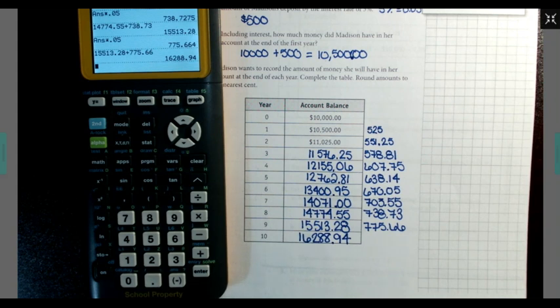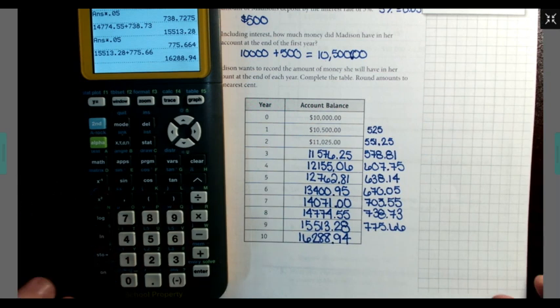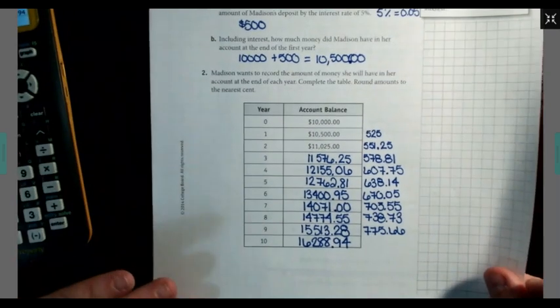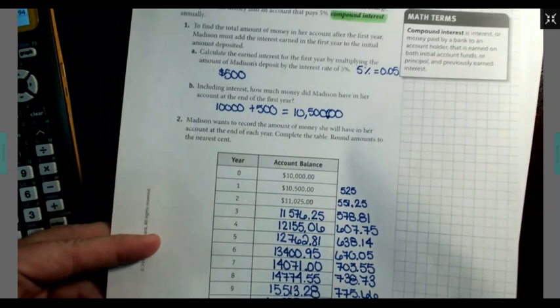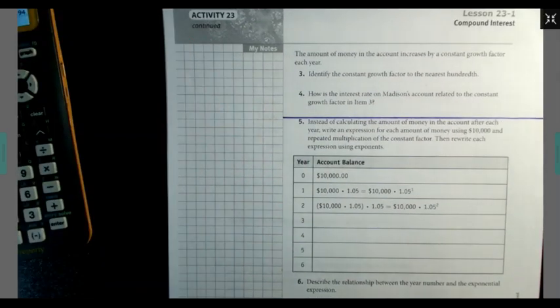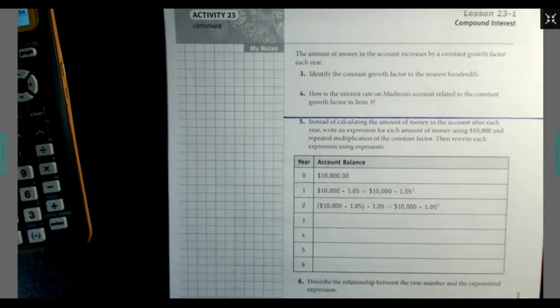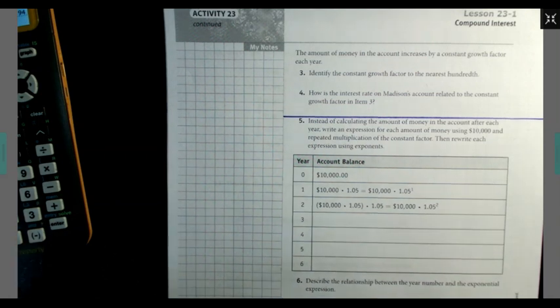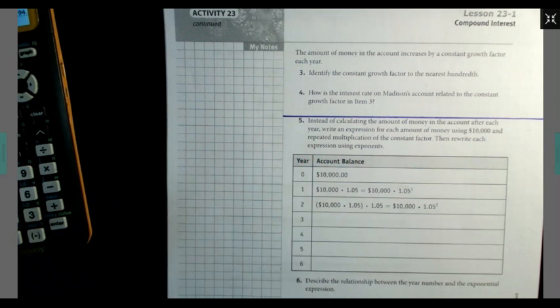A lot of steps to get there, and we still haven't finished this set of questions. Hopefully we have a quicker way to get to these answers soon. The amount of money in the account increases by a constant growth factor each year. Identify that constant growth factor to the nearest hundredth.